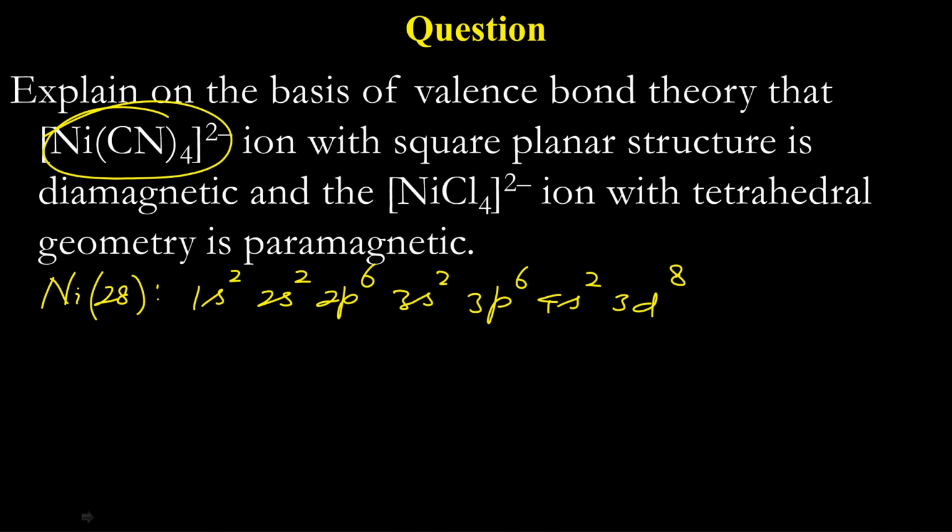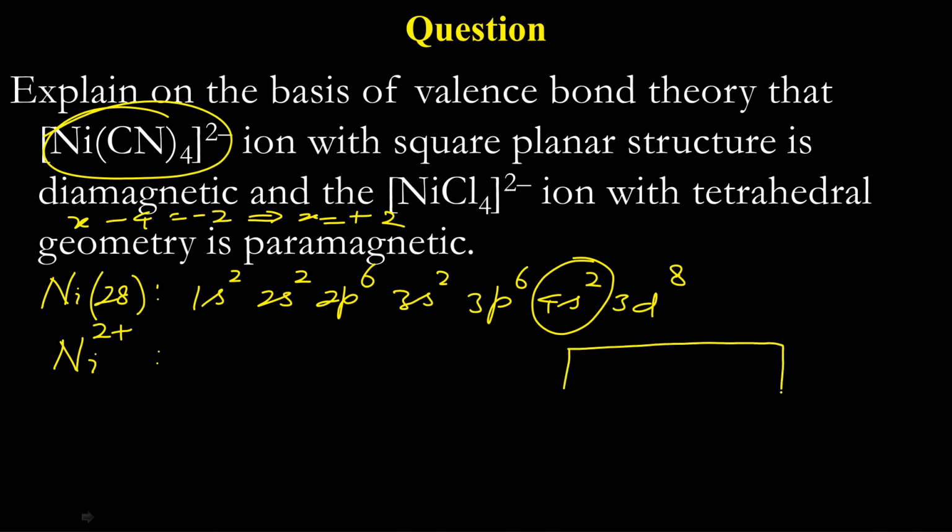Then you will see what is the oxidation state of nickel here. It is x minus 4 equals to -2. That is x is plus 2. We will write the configuration of nickel 2 plus. The outermost shell will go away. So here it will be just 3d8. So 3d8 will be like this.